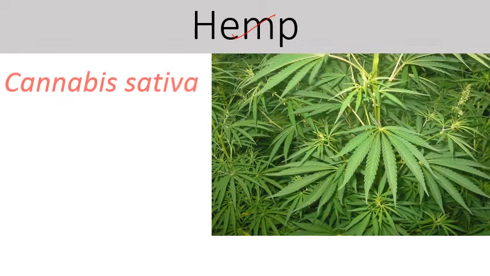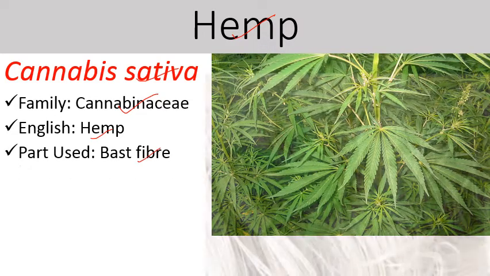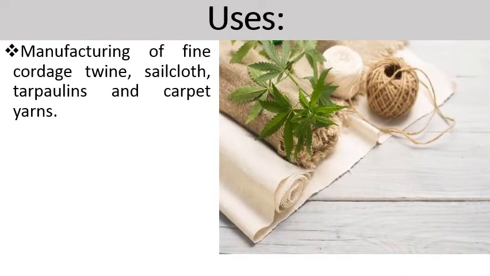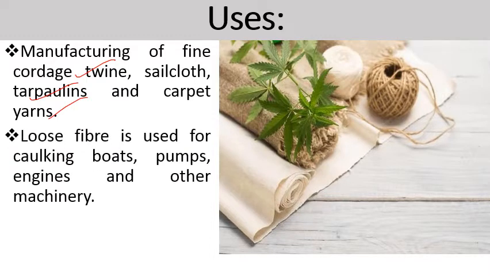Next comes hemp. It is obtained from the plant Cannabis sativa, belongs to family Cannabinaceae, English name is hemp, part used bast fiber. Its fiber is used for manufacturing of fine cordage, twine, sailcloth, tarpaulins, and carpet yarns. Loose fiber is used for caulking boats, pumps, engines, and other machineries.